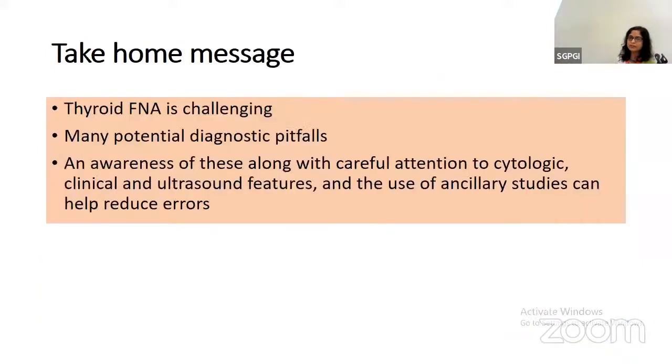So these are my references. The take home messages: thyroid FNA is challenging. There are multiple potential diagnostic pitfalls. I have not covered all of them. So there are multiple more. For example, abundant colloid, don't call it category 2 till the ultrasound also is suggestive of a colloid nodule.